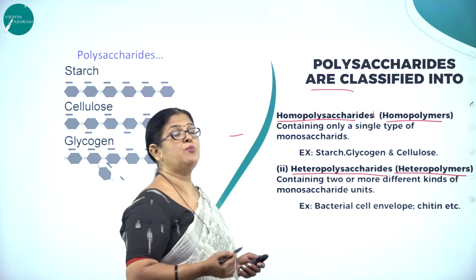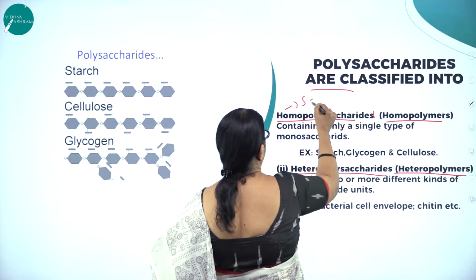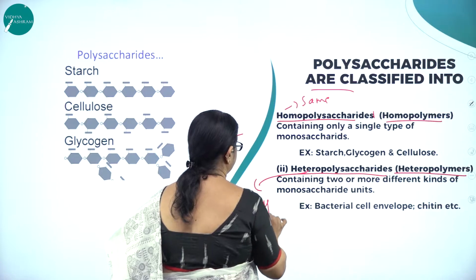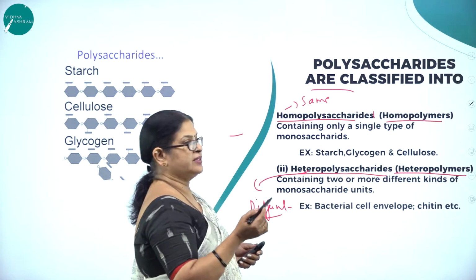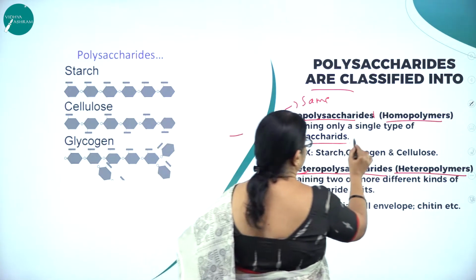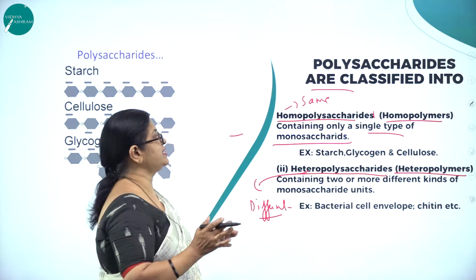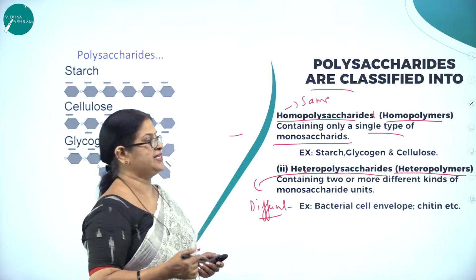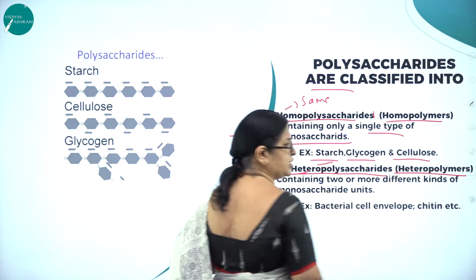Now, what is homopolysaccharide? The very word itself will tell you. Homo means same. What do you mean by hetero? Hetero means different. So, what are homopolysaccharides? They are the polysaccharides containing only a single type of monosaccharide. They all contain only one type of monosaccharide, and such polysaccharides are called homopolysaccharides. For example, starch, glycogen and cellulose.